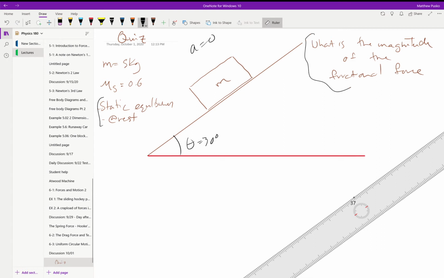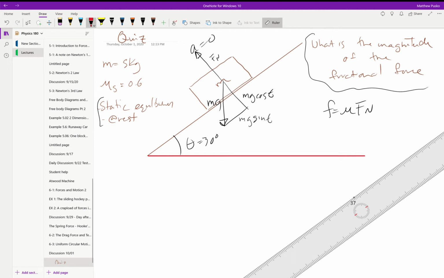What is the magnitude of the frictional force? Well, the reason I'm making this video is a lot of people jumped directly to, well, the frictional force is equal to mu times the normal force. And then they said, okay, that means I should draw a free body diagram that would make a parallel and perpendicular component of mg sine theta and mg cosine theta. And then we'd have a normal force, and they told us that friction was also acting.